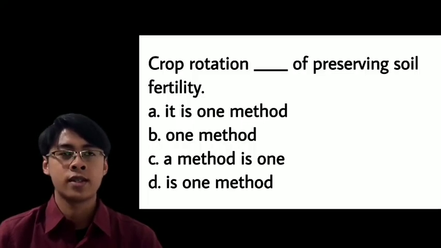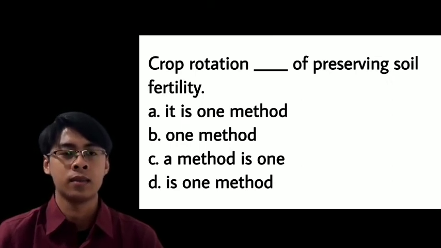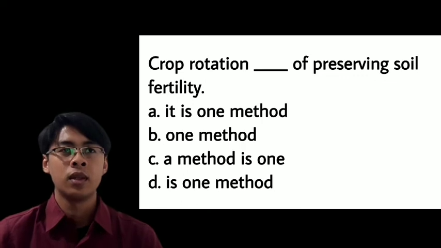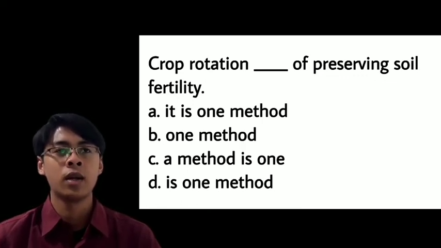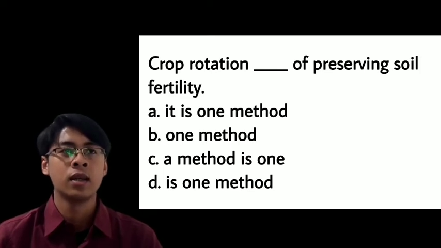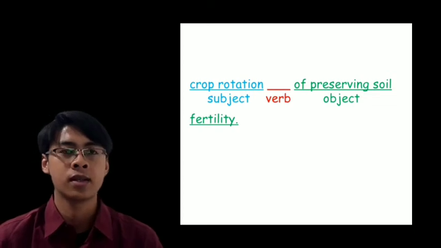I will present the last part of this presentation. Question number 1. Crop rotation blank is one method of preserving soil fertility. A. It is one method. B. One method. C. A method is one. D. Is one method. If we look at the question, we know the missing part in the sentence is a verb.